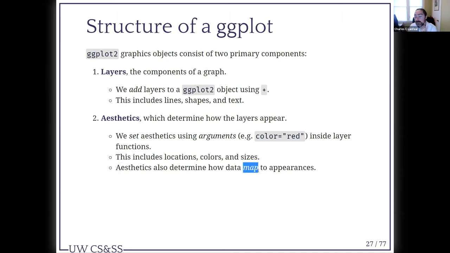By mapping, it means things like saying a column in your data will determine the location of your lines and your points, a column in your data will determine their colors, or a column in your data will determine their sizes. So we set things if we want them all to be the same. We map them if we want them to vary based on values in our data. We'll see lots of examples of both of these.